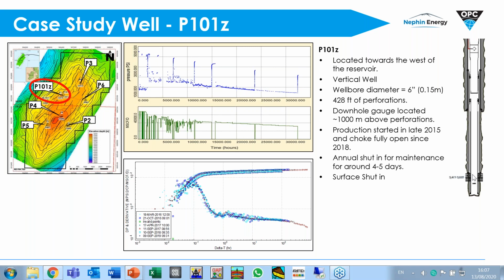And every year we have a shut-in for maintenance for about 4 to 5 days, and the well is shut in at the surface. So you can see here we have the pressure data in blue, and we have the rate history in green. Using conventional PTA, looking at the derivatives, they all overlay quite well. So it's suggesting nothing's really changing within 100 hours. But we notice the distance from the derivative to the DP curve has been decreasing with time, and that's due to a rate-dependent skin.